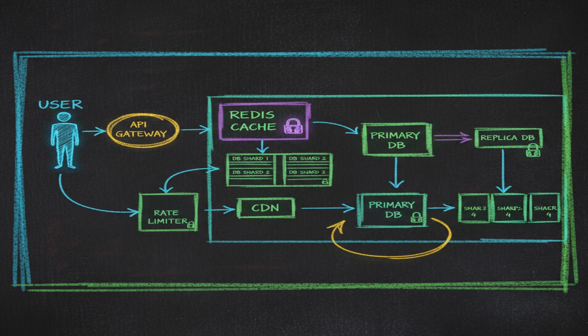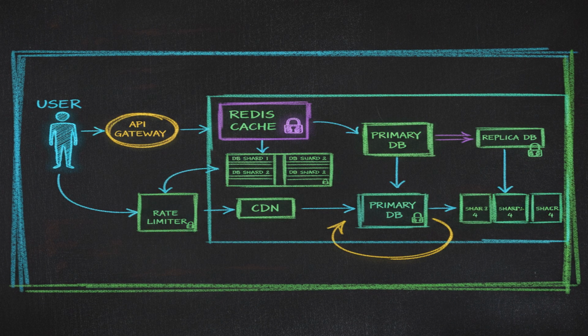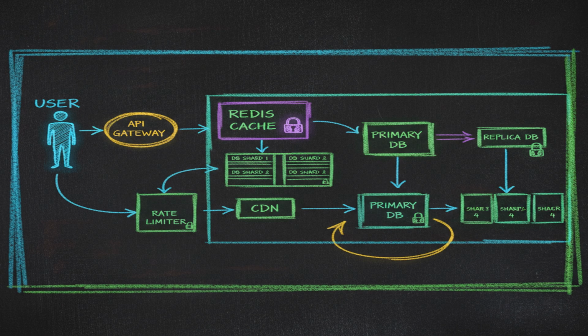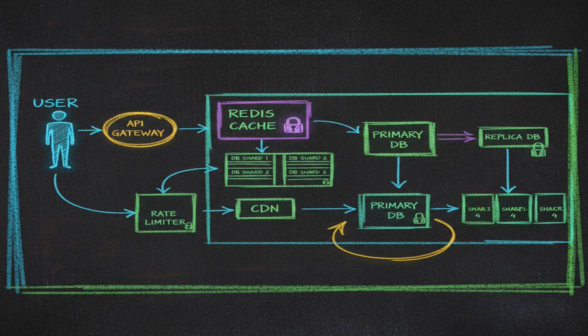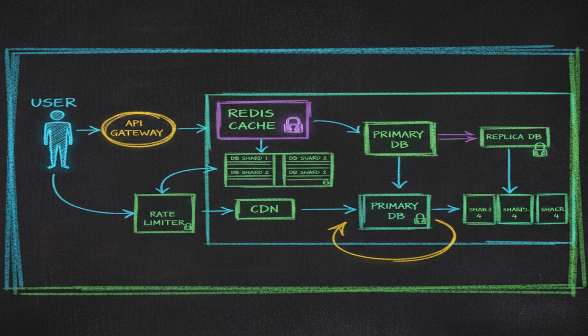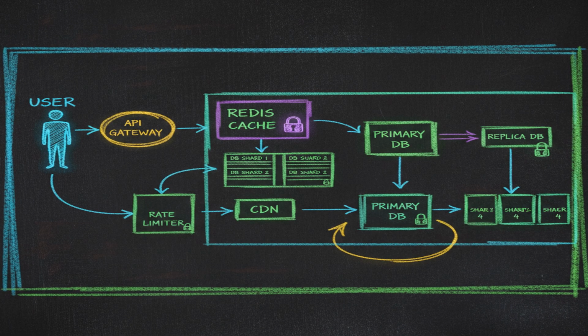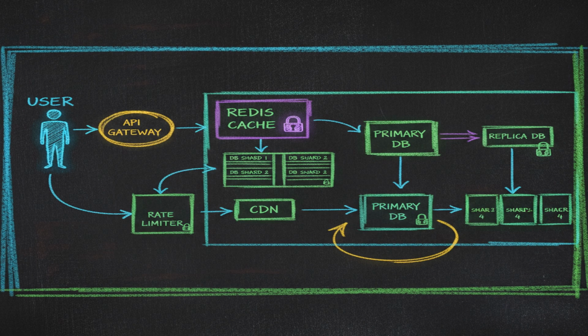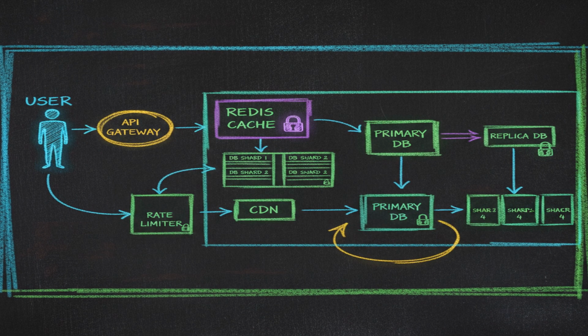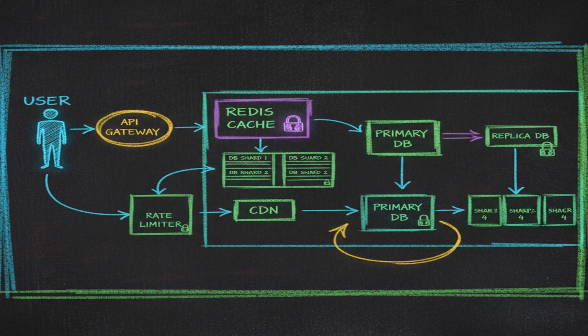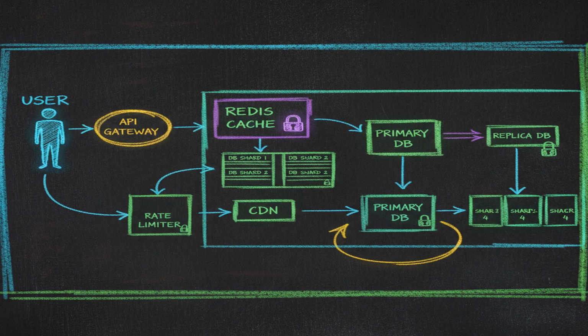For the write path, we'll use database sharding. We can shard by user ID to distribute the write load across multiple shards. We use consistent hashing to ensure even distribution of data across shards. Why consistent hashing? Because it minimizes data movement when shards are added or removed. Standard modulo hashing would require remapping all keys, leading to cache invalidation storms.